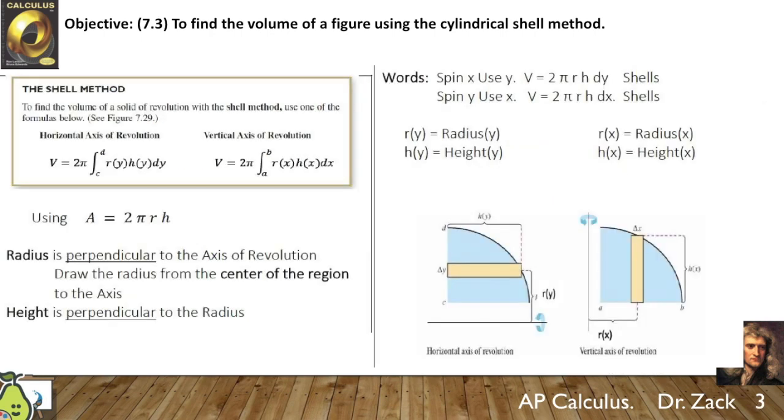So here we have a reminder for your shell method. You're going to use 2 pi rh, whether or not you're using the vertical axis or the horizontal axis. It's always 2 pi rh for the area. The radius is perpendicular to the axis of revolution, and you should draw the radius from the center of the region to the axis, so some sort of arbitrary point. The height is always perpendicular to the radius. In words, if you're going to spin x, use y, or if you spin y, use x.